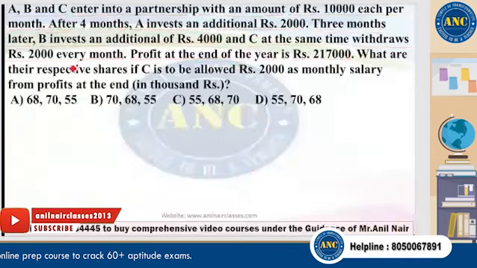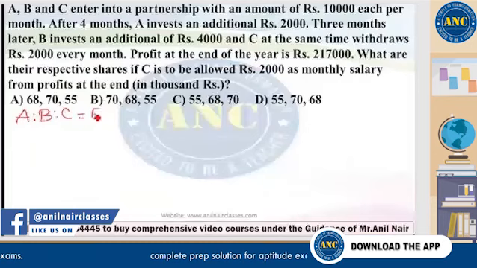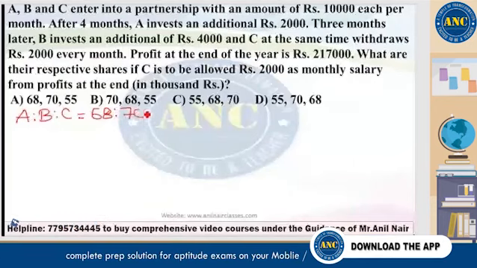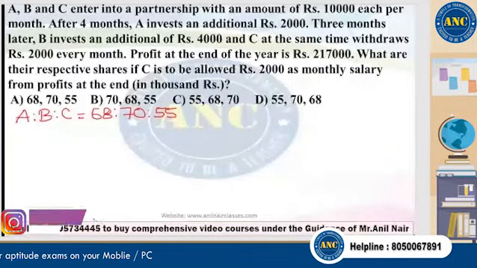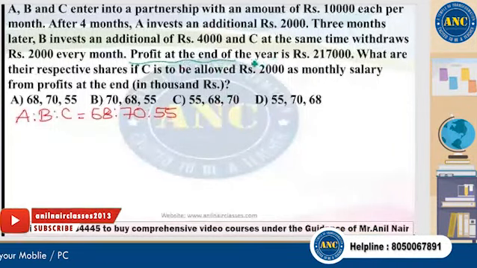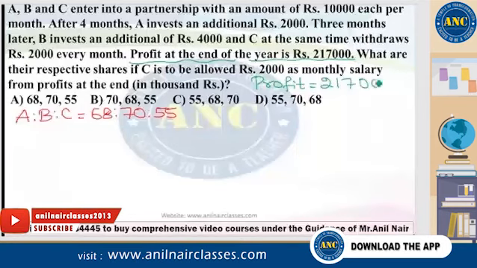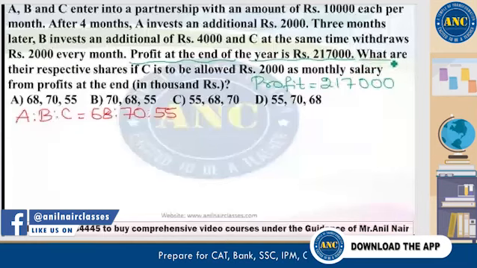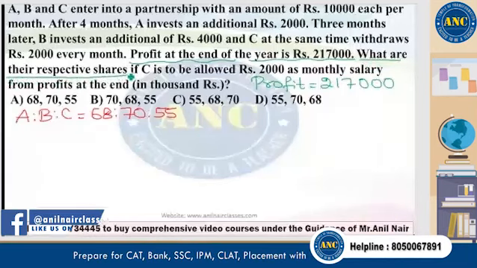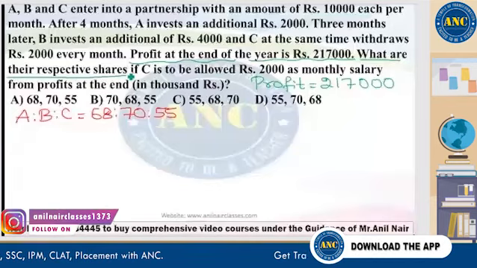Let me write this statement once again here in the next screen, sir. A, B and C investment ratio is 68 is to 70 is to 55. That is what we understood. But they are again saying in the next statement that profit at the end of the year is 2,17,000. So they are totally getting at the end of the year profit as 2.17 lakhs. That is what they are saying. Now the next statement says, what are their respective shares? That means each one is getting how much rupees? What are their respective shares?